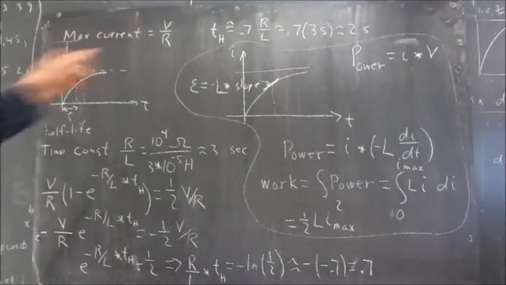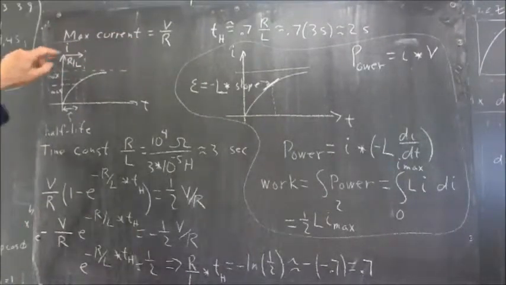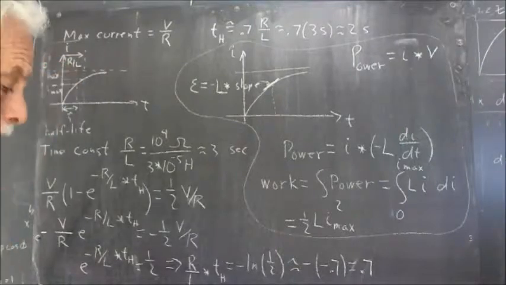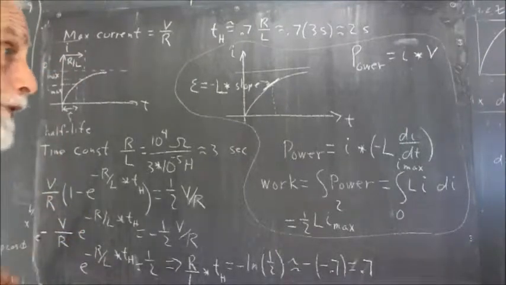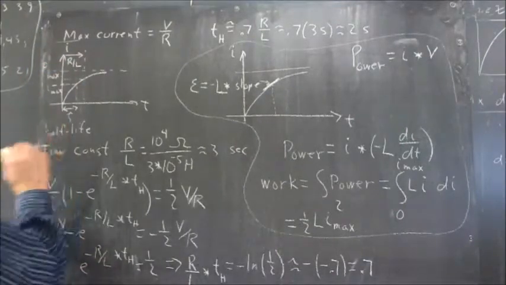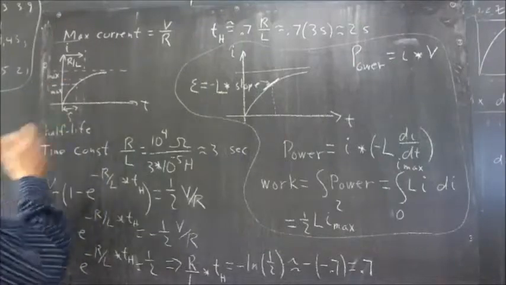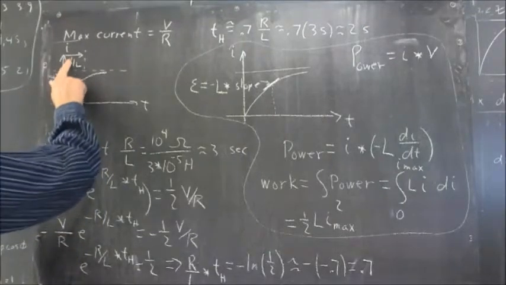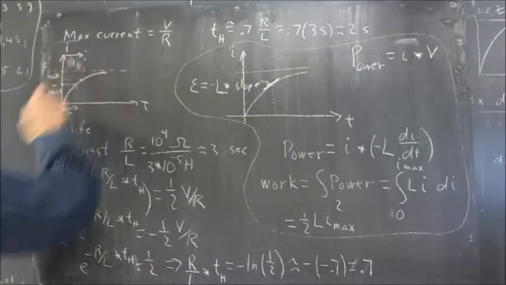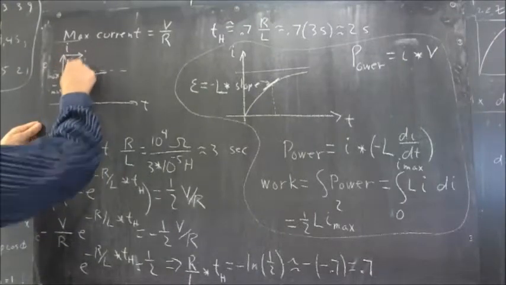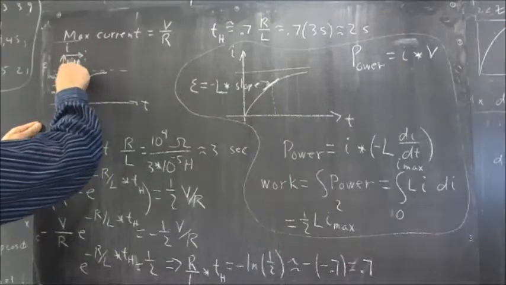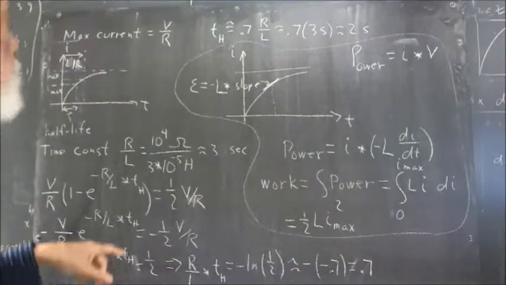First, let me note that I labeled this time constant here R over L because I simply wasn't thinking. The constant should be L over R. So I've got R over L here. It should read L over R. And the reasons for that will be very obvious once we do this.